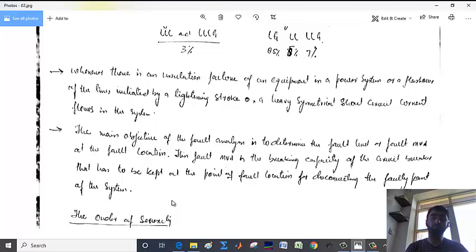Because if we use any circuit breaker which may be underrated, it may be damaged by the fault current. So the prime motive of the fault analysis is to design a circuit breaker at any point where the fault occurs, so that when the fault at that point occurs, that circuit breaker should sustain that fault.